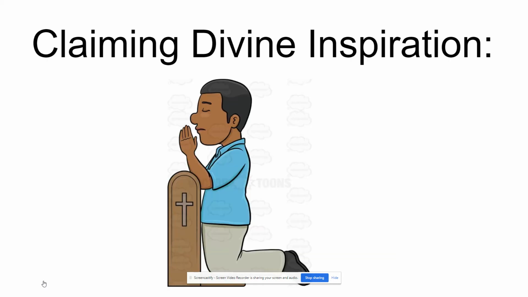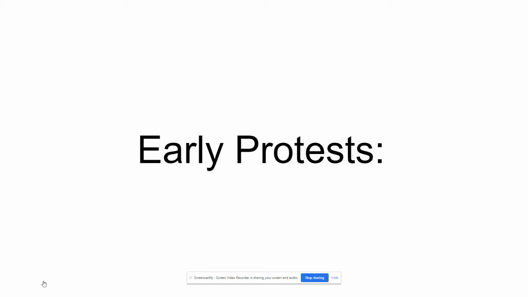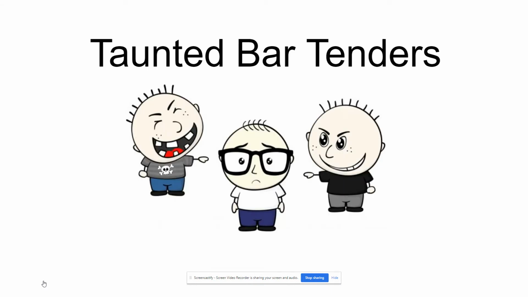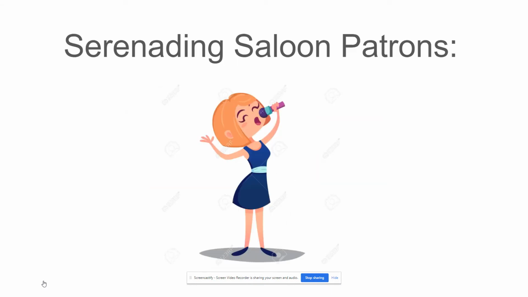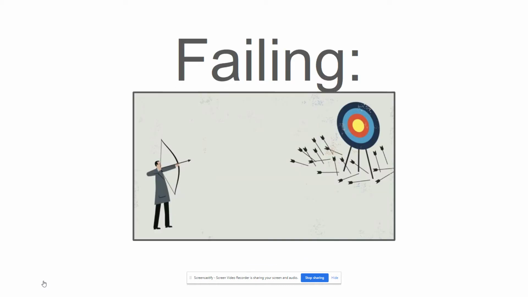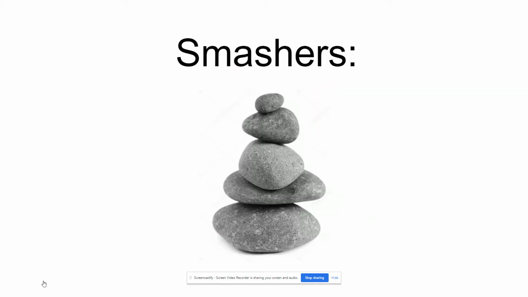Claiming that God had talked to her directly, she started some early protests. She taunted the bar people, yelling at them, making life uncomfortable. She then serenaded the saloon patrons, singing to them to make them uncomfortable, and that completely failed. And so then she got a little more aggressive. Everything she was trying didn't work.